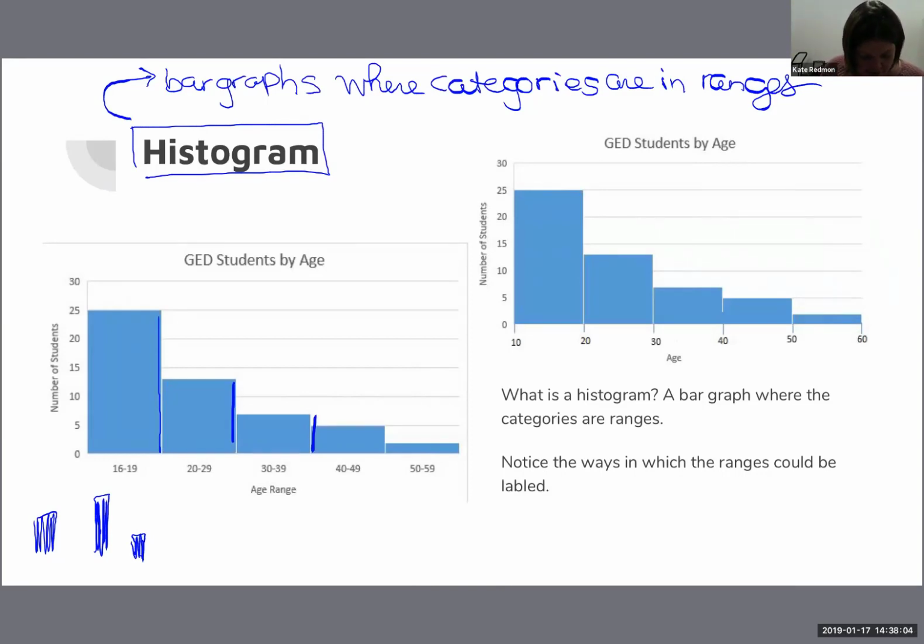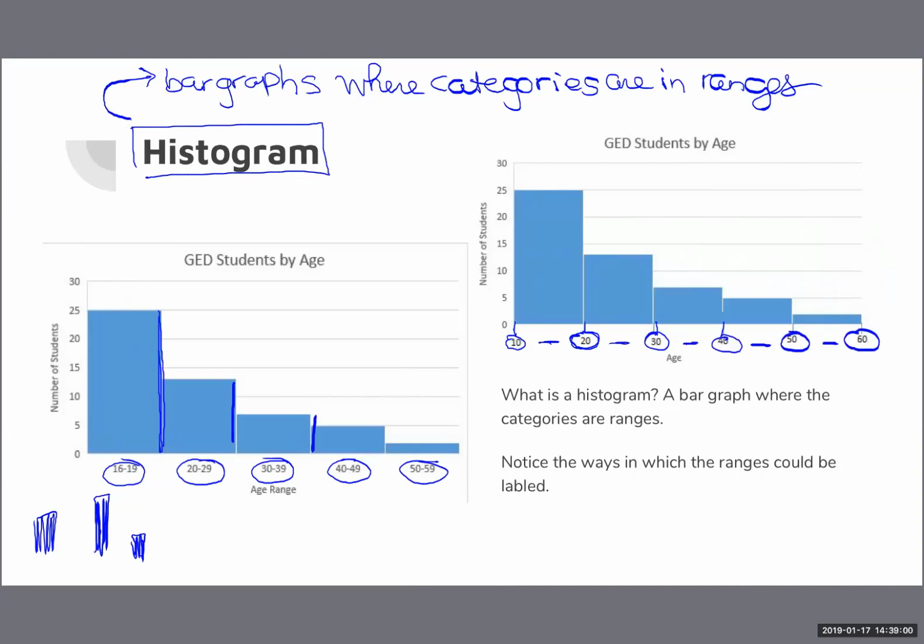Notice that these rectangles touch each other, and that's the idea that I have a range that's continuous. There are a couple of different ways we can label it, and that's the only real difference between my two graphs. In this one, I just labeled the actual range: 16 to 19-year-olds, 20 to 29-year-olds, 30 to 39-year-olds, and so forth. But in the second graph, I have numbers instead of ranges labeled. This one starts at 10 and goes to 20, so that's the 10 to 20 range. And this one starts at 20 and goes to 30, and so on.